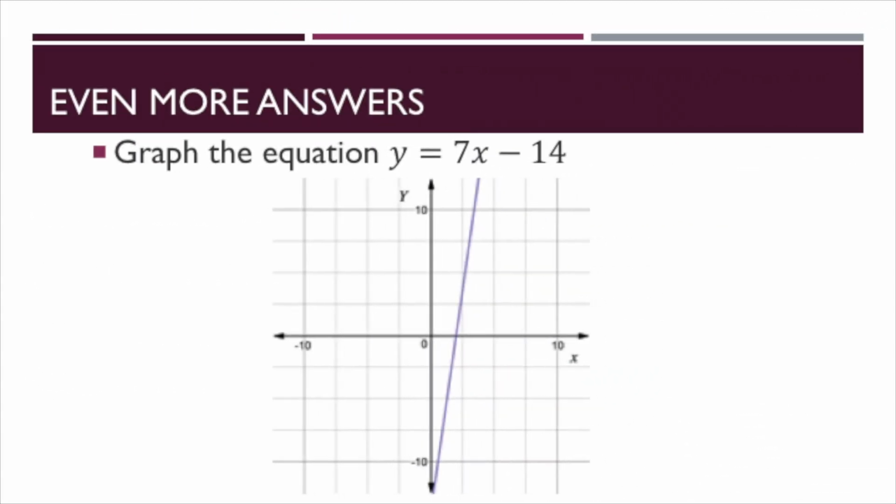Okay, so now we're going to graph the equation y equals 7x minus 14. And so we know when x is 0, y is negative 14. And we have that on the graph. And then we know when y is 0, x is 2, and we have that on the graph. And with just those 2 points, we can draw a line, and you see here, here's the equation, y equals 7x minus 14.